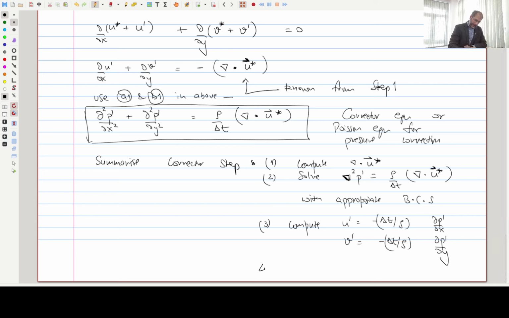And then finally, what do we do finally? You have to find un plus 1 and vn plus 1. That's the whole aim. Right? So you find un plus 1 as u star plus u prime. You find vn plus 1, or you compute vn plus 1 as v star plus v prime, and also pn plus 1 as pn plus p prime.